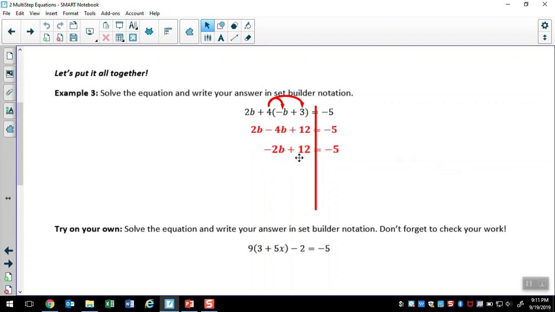Before we can do that, we have to undo our addition. So we're going to subtract 12 from both sides. We end up with 17 on the right side. Additive inverse right here, so they cancel out. We're left with negative 2b equals 17. Next, to isolate the b, we're going to divide both sides by negative 2.